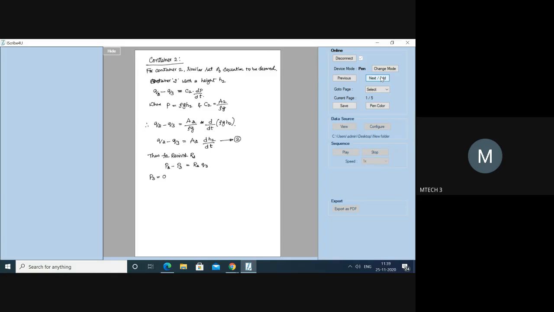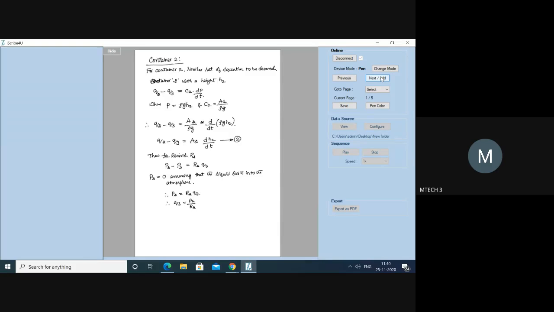Assuming P3 is equal to 0, assuming that the liquid exits into the atmosphere. Therefore, P2 is equal to R2 into Q3. Therefore, Q3 is equal to P2 by R2.